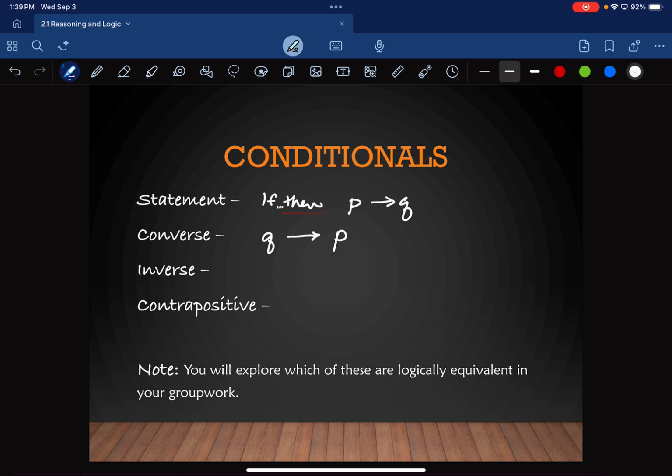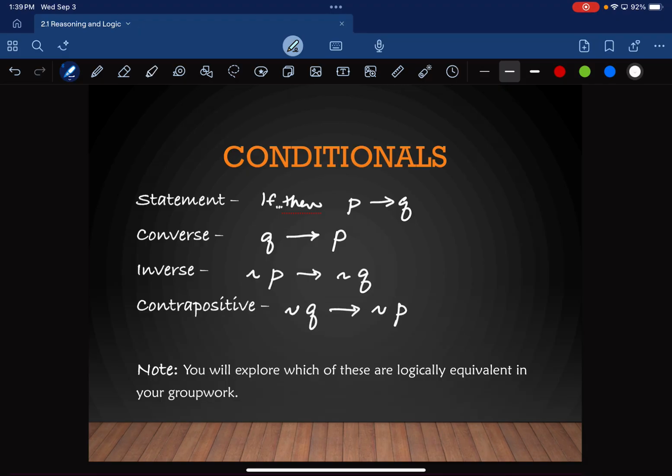Now, the inverse of the original statement actually keeps things in the same order, but it negates them. So the order is P and then Q, but in front of each of them is a tilde. So I have tilde P implies tilde Q. And then the last one does both. So I switch the order and I put negations in. So this one is negation of Q implies the negation of P. And you will explore which of these things are equal by some actual statements in your homework, okay? You probably have a feel for this after I show you one more thing here. But this is what this looks like for the statement, the converse, the inverse, the contrapositive.